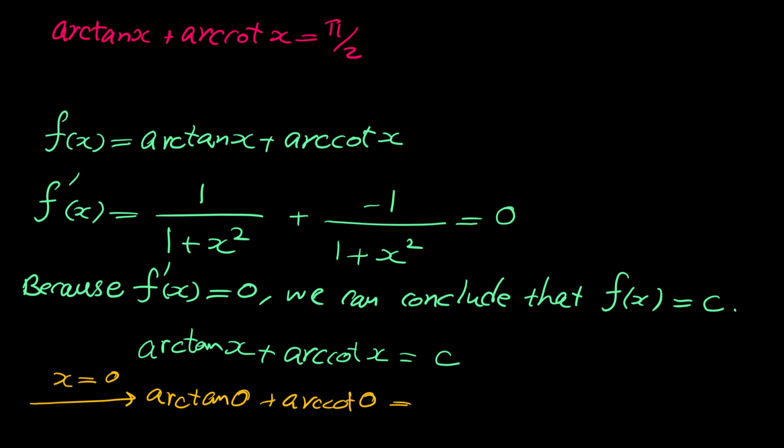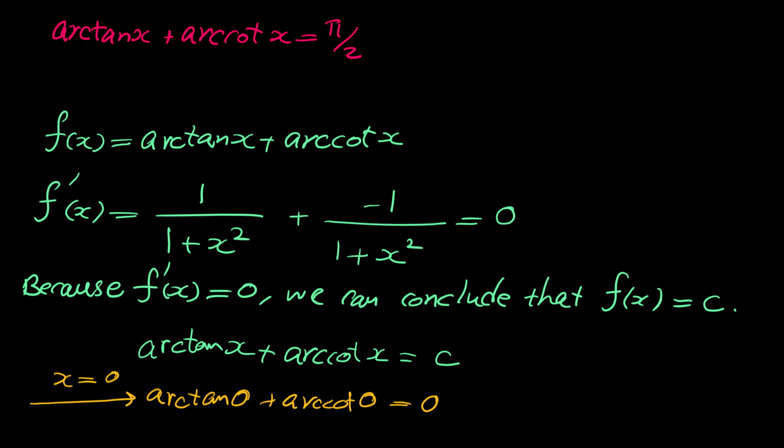Arctangent of 0 is an angle whose tangent is 0. The angle whose tangent is 0 is 0. Don't forget, we have other angles whose tangent is 0, like pi, or 2 pi, or 3 pi. But because the range of the tangent inverse, or arctangent, is between negative pi over 2 and pi over 2, the only answer for arctangent of 0 is 0.